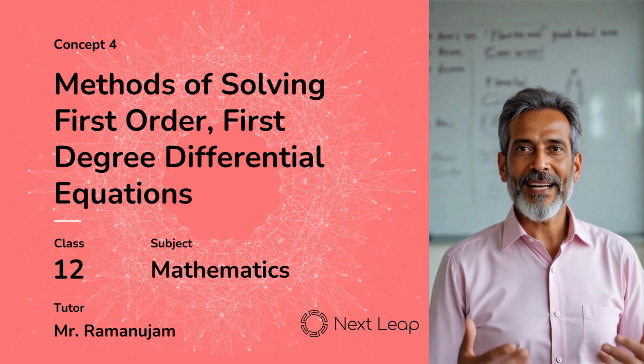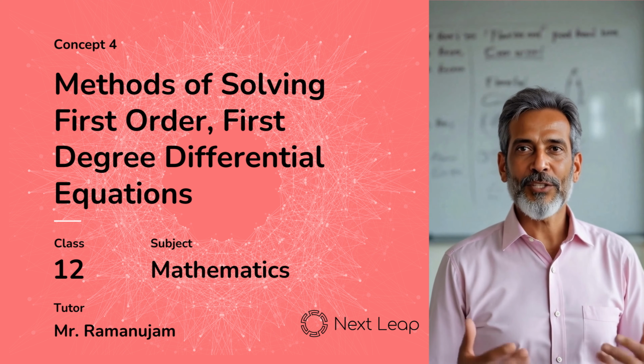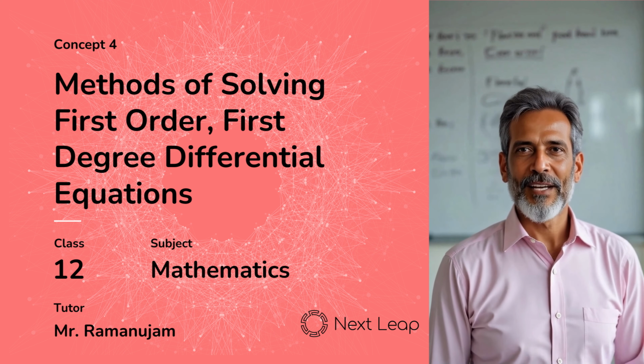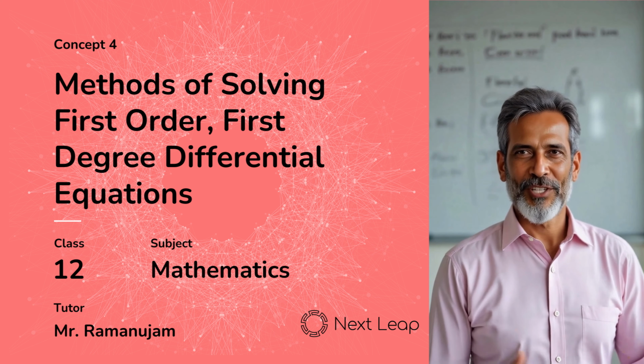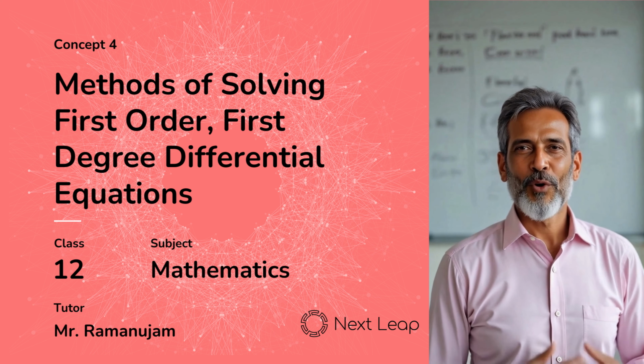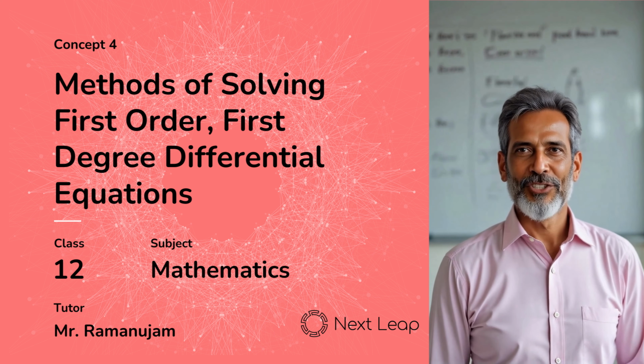Now, mathematically, the general form looks like dy by dx equals f of x comma y. Here, dy by dx is the first derivative of y with respect to x, and it appears in the first power only. These equations are everywhere, from modeling population growth to predicting chemical reactions or even financial interest.